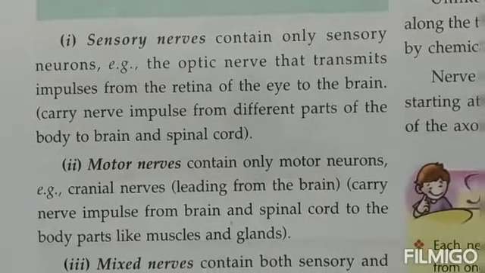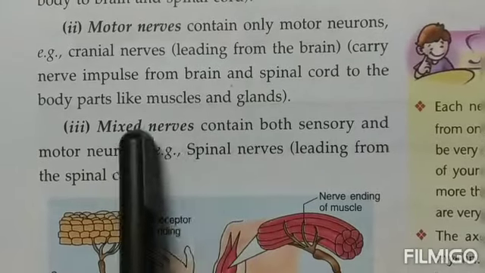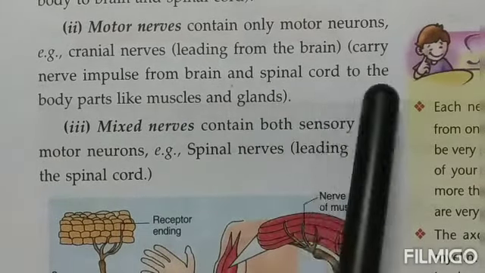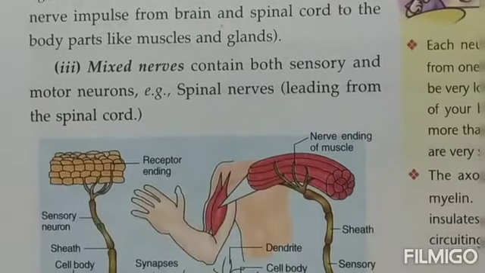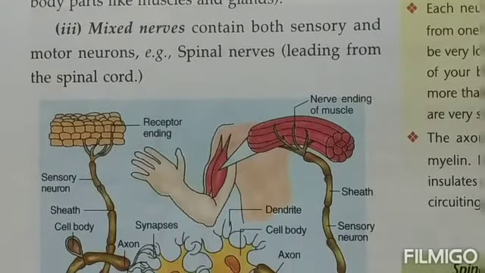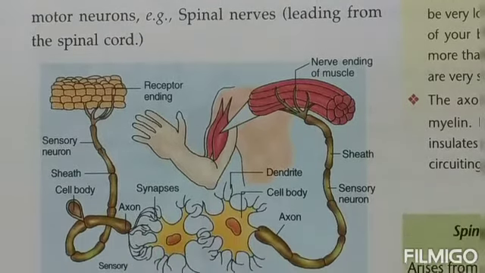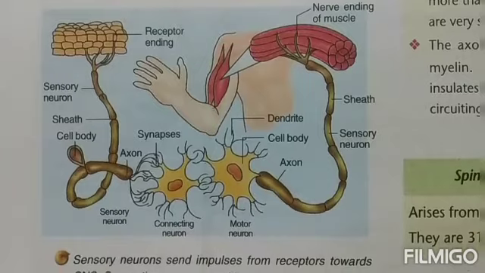Next is the motor nerve. They contain only motor neurons, that is the cranial nerves. They carry the impulses from the brain and the spinal cord to the body parts. Then are the mixed nerves, children. They contain both sensory and motor neurons, for example, the spinal nerves. Now over here there is a picture which is illustrating these things.